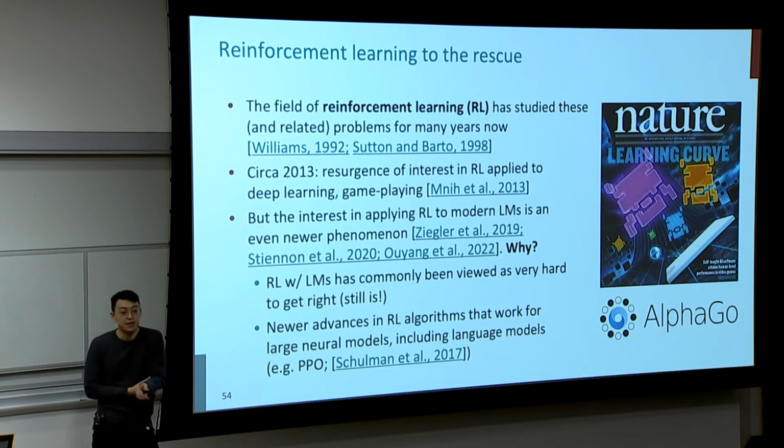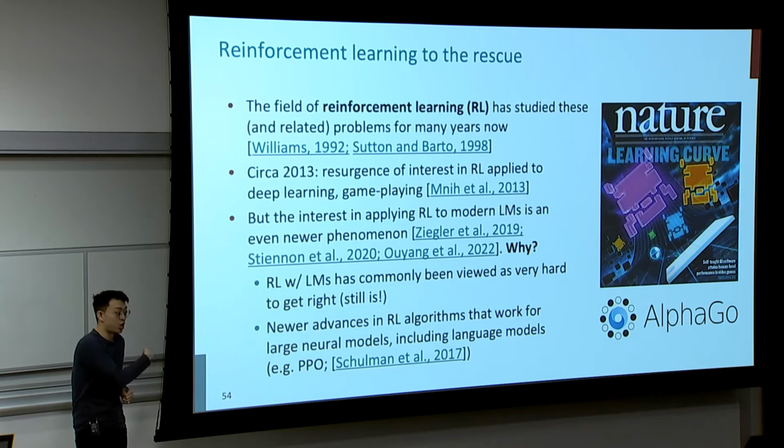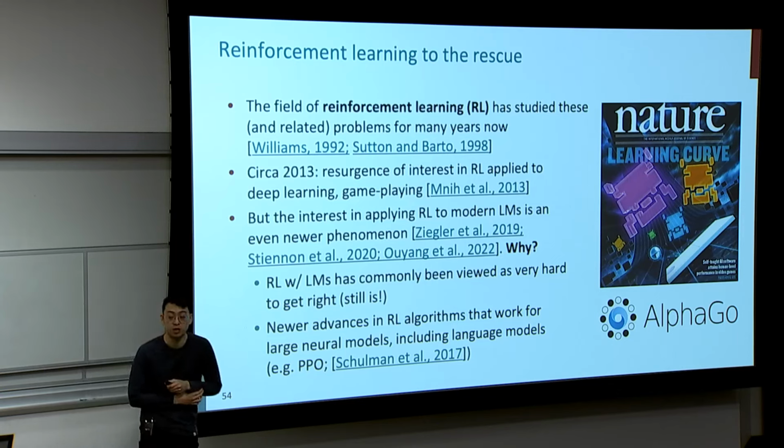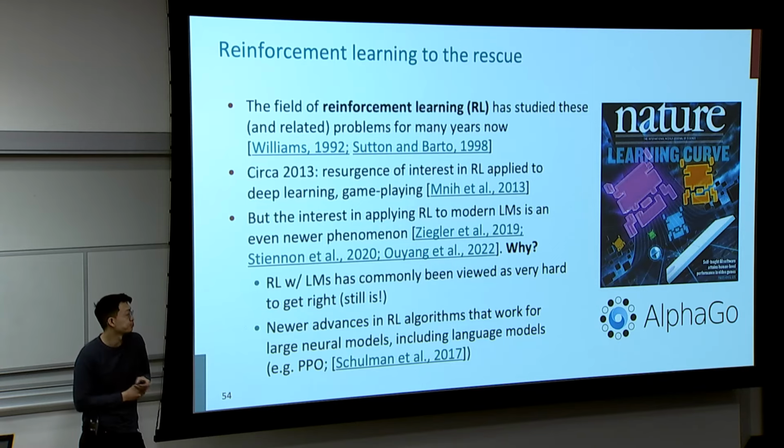But also practically, I think there have been newer RL algorithms that seem to work much better for deep neural models, including language models. These include algorithms like proximal policy optimization, but we won't get into the details of that for this course. But these are the reasons why we became interested in this idea of doing RL with language models.